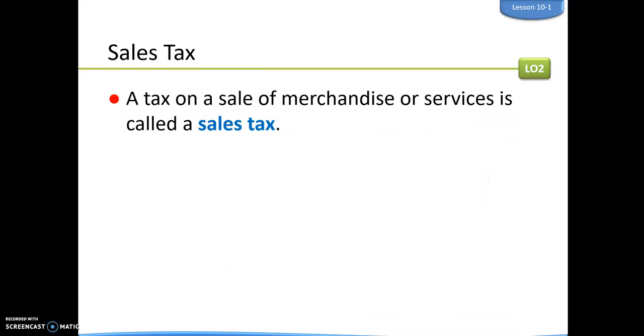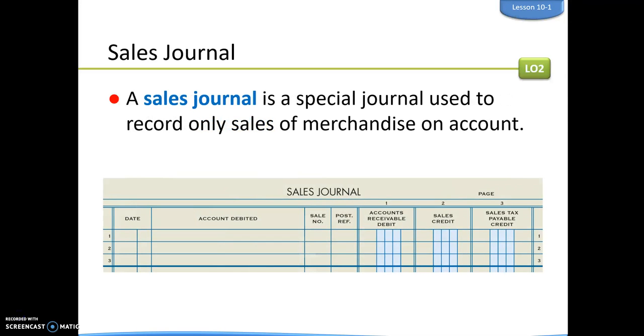A tax on a sale of merchandise or services is called a sales tax. A sales journal is a special journal used to record only sales of merchandise on account. The sales journal has the date, the account that's debited, sale number, post reference, accounts receivable debit, sales credit, and sales tax payable credit.